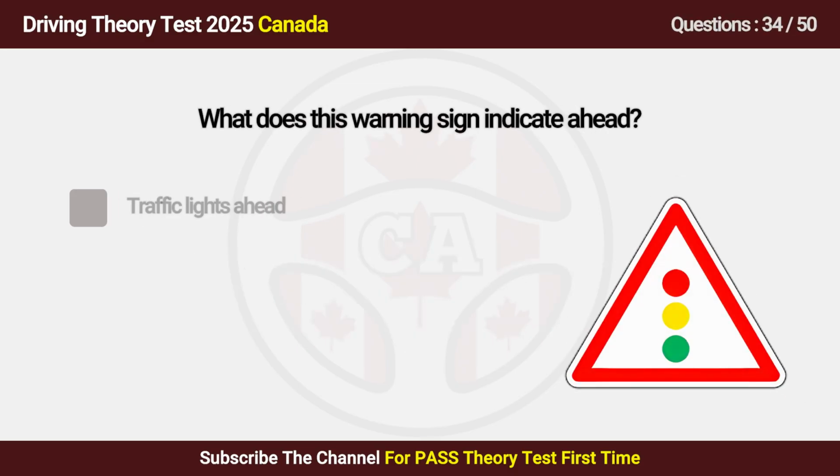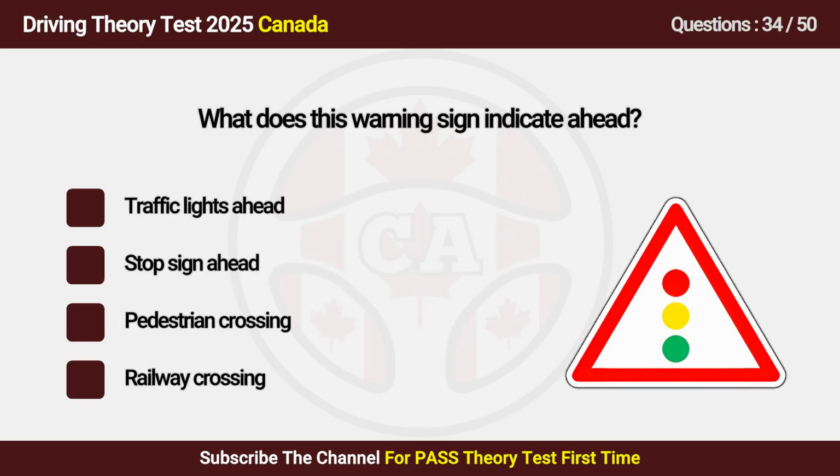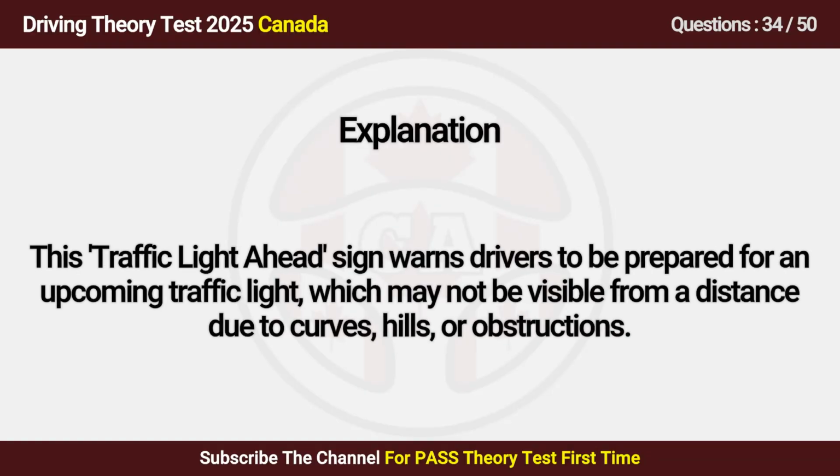Question 34. What does this warning sign indicate ahead? A, traffic lights ahead, B, stop sign ahead, C, pedestrian crossing, D, railway crossing. Answer is A, traffic lights ahead. This traffic light ahead sign warns drivers to be prepared for an upcoming traffic light, which may not be visible from a distance due to curves, hills, or obstructions.